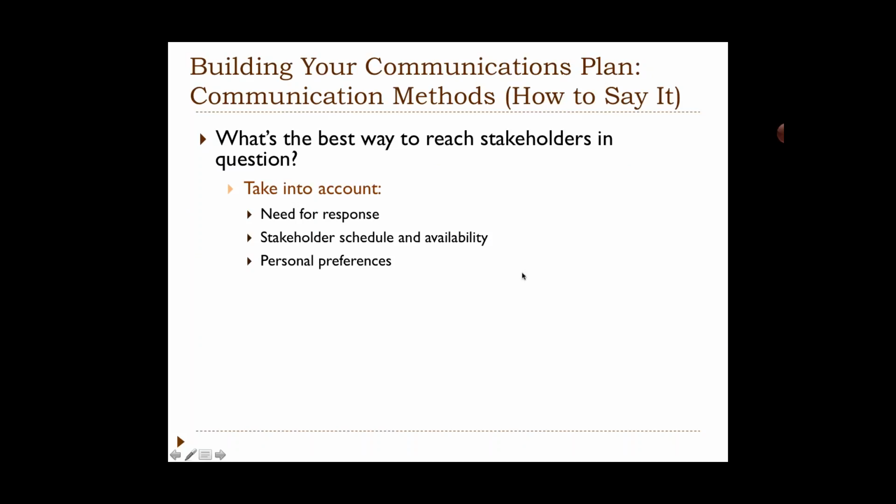When we're thinking about our communication with our stakeholders, we need to think about what's the best way to reach out to them. What are we communicating? What are we trying to achieve? Are we trying to give information, get information, achieve unity of thought? We need to think about people's personal preferences for how they want to be communicated with. What's their schedule? What's their availability? We want to think about bandwidth.